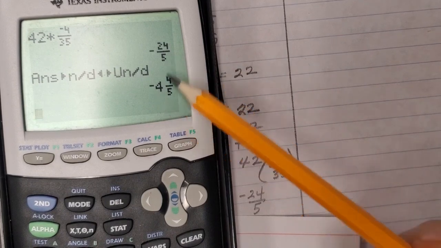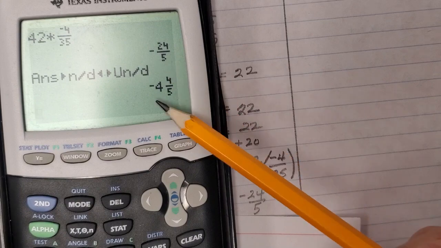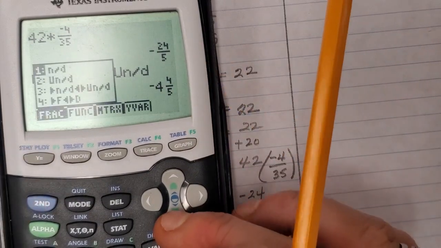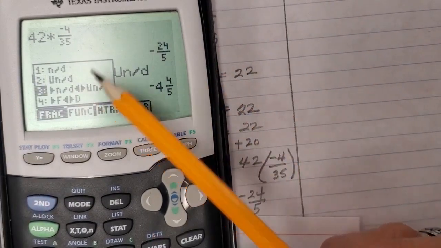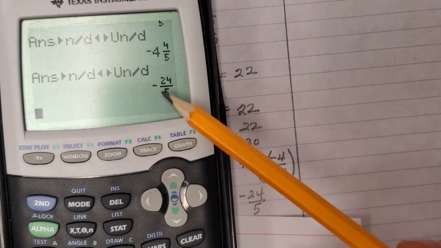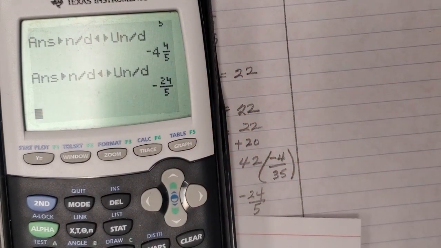Let's change it back just so we know how to do it. Go alpha F1, down to the third option again, enter, enter, and it changed it back. Okay, so you should know how to change an improper fraction to a mixed proper and back. And it's just using the third option twice. You hit enter, enter. Okay, makes sense? You got it? No? Okay.